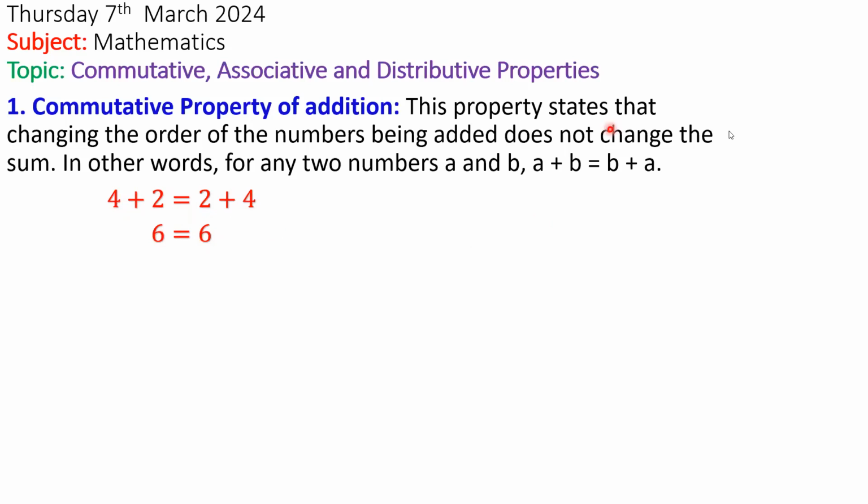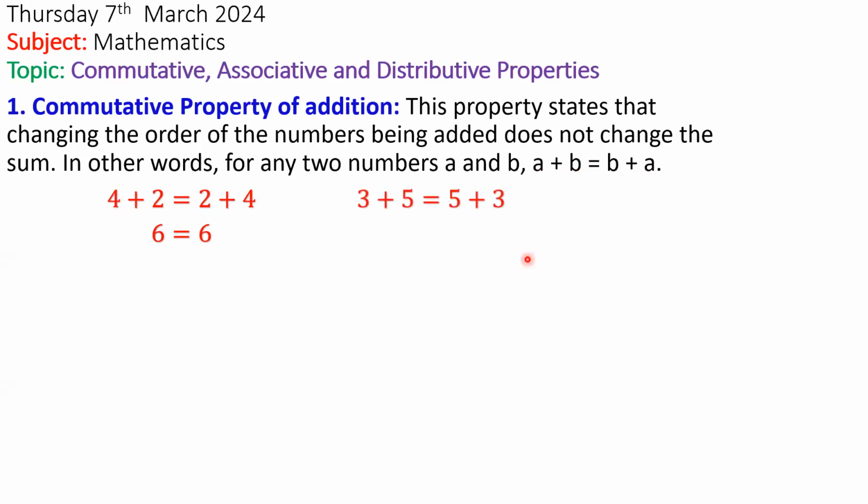So the commutative property of addition tells us that changing the order or moving the numbers around when we are adding doesn't matter. We still will get the same sum. If we were to write it algebraically, it would be A plus B equals B plus A. Notice that we switched the A and the B, right? Do you see that?